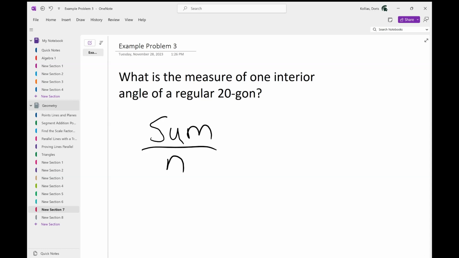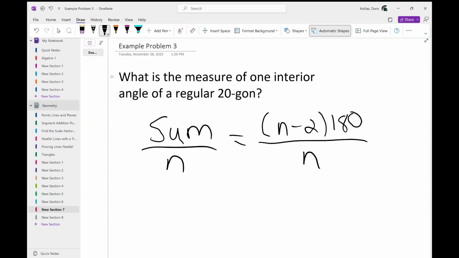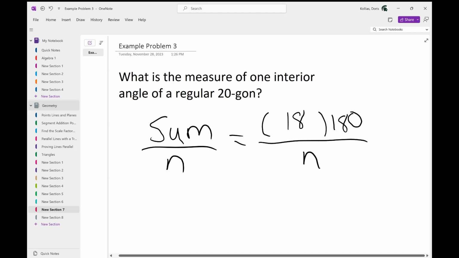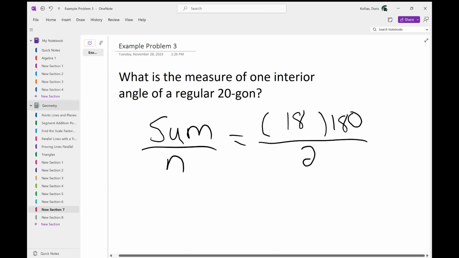So the sum, of course, we know is equal to n minus 2 times 180, and that'll be divided by n. In this case, if n is 20, then what we are going to be multiplying with 180 is going to be the number 18. And of course, the number of sides is 20. So I'll just replace those values here to do the math. All right, so 18 times 180 divided by 20.